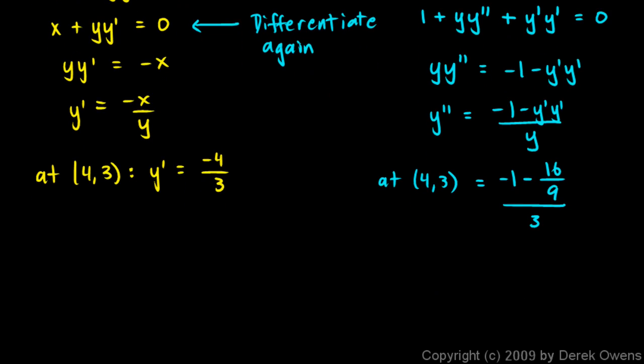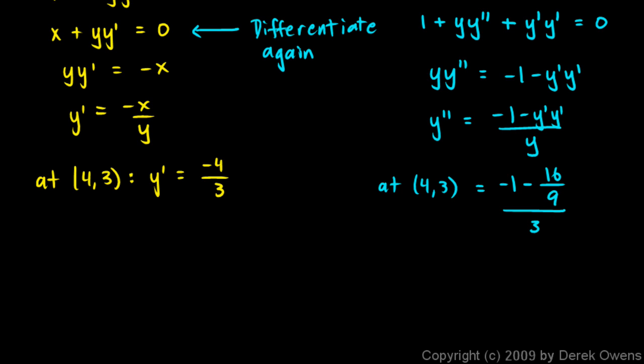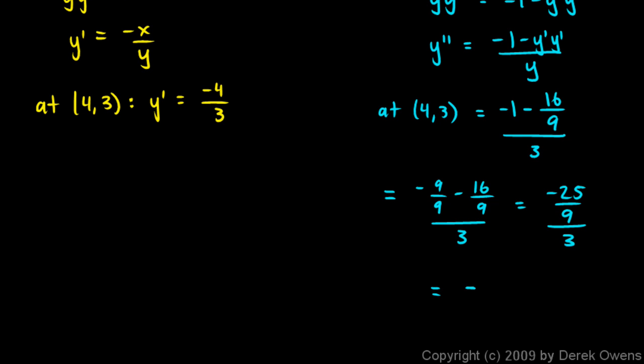Let me get a little more room here, and we'll just simplify this. So this is going to be negative 9 ninths minus 16 ninths, over 3. And negative 9 minus 16 is negative 25. So I have negative 25 ninths over 3, which is negative 25 over 27. And that's my answer.